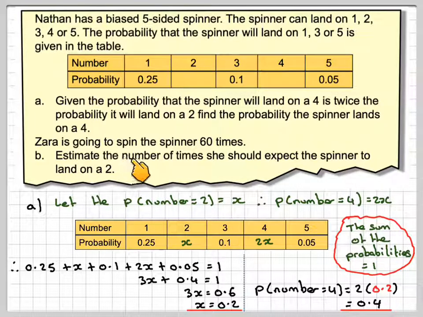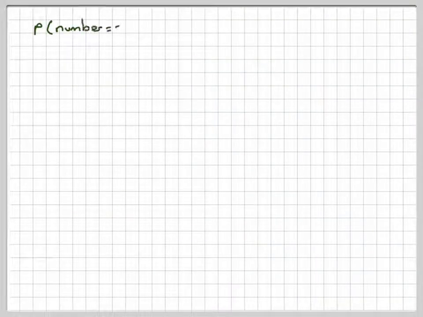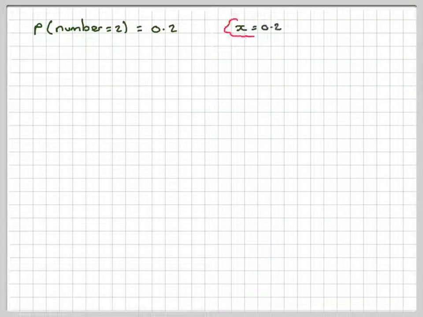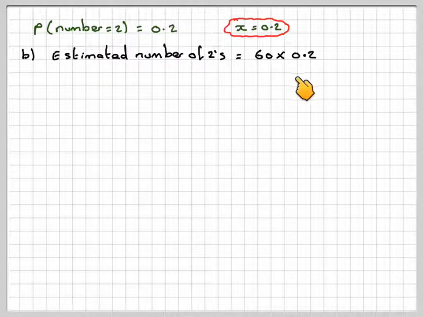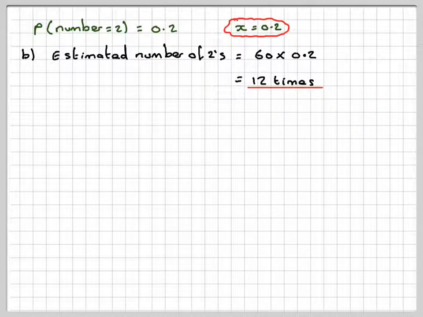Now, Zara is going to spin the spinner 60 times. Estimate the number of times you should expect the spinner to land on a 2. So the probability the number is equal to 2 is equal to 0.2 from the table. And therefore, the estimated number of times, if you spin it 60 times, will be 60 times the probability, 60 times 0.2, which is going to be 12 times.